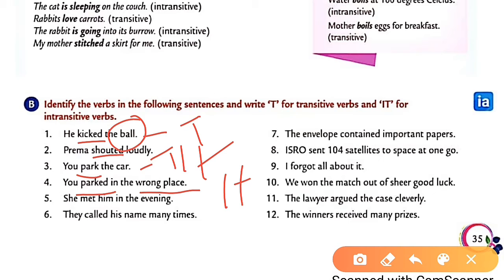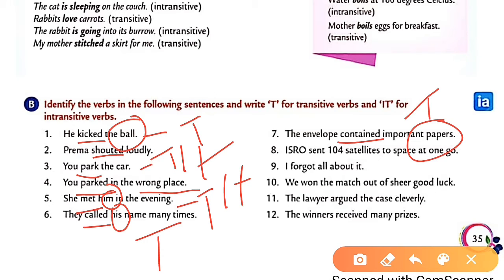Next, number 5, "They met him in the evening." They met whom? Him, right? There is an object, him, so it is a transitive verb. Number 6, "They called his name many times." Called whose name? His name, so it is an object, that's why it is a transitive verb. Move to number 7, "The envelope contained important papers." Contained what? Papers, that's why it is a transitive verb.